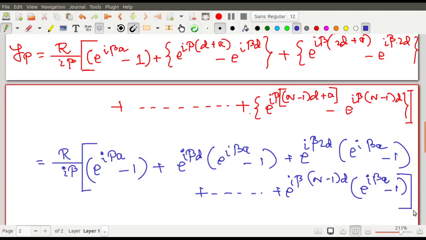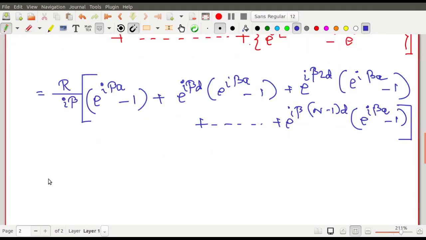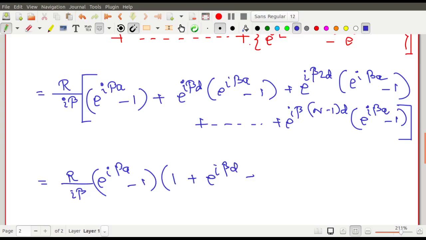So this is the structure of the terms. So you understand that you can take common e to the power I beta a minus 1, এটাকে কমন নেওয়া যেতে পারে। So you have over here 1 plus e to the power I beta d plus e to the power I beta twice d plus dot dot dot plus e to the power I beta n minus 1 d. So that is what you have finally, and this one is a GP series.